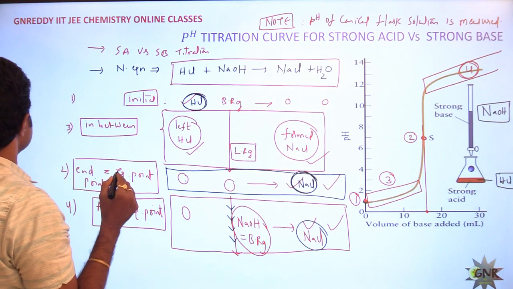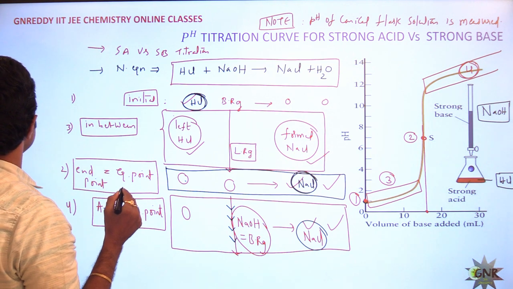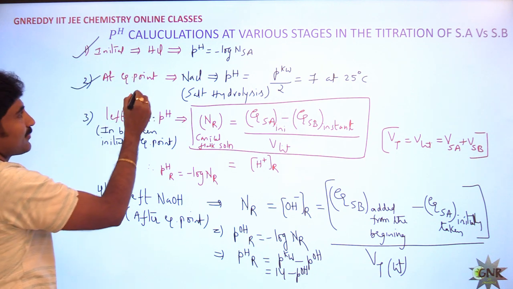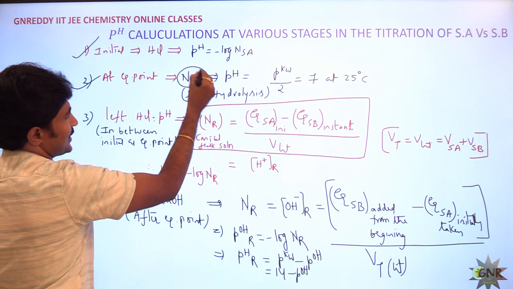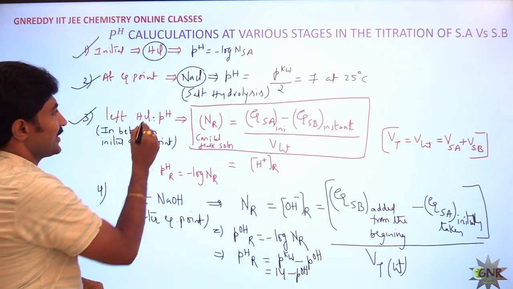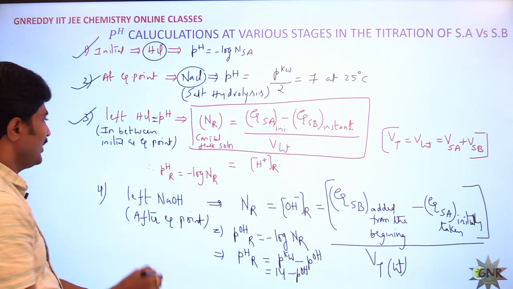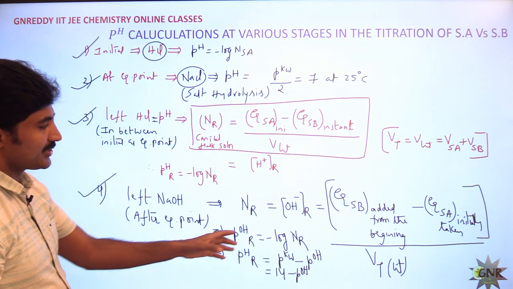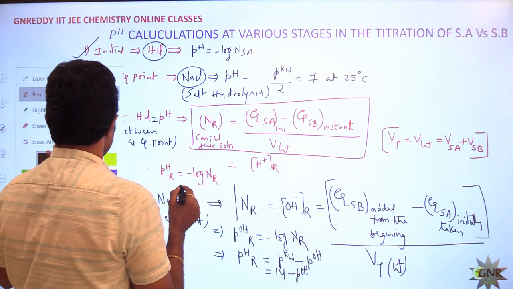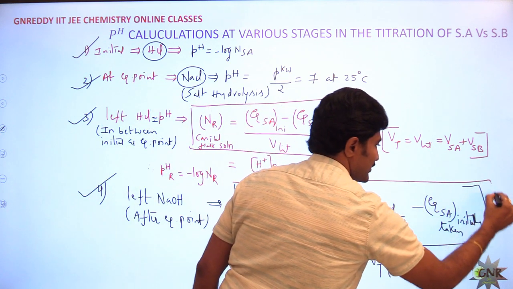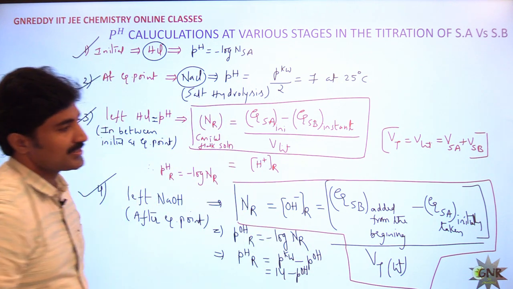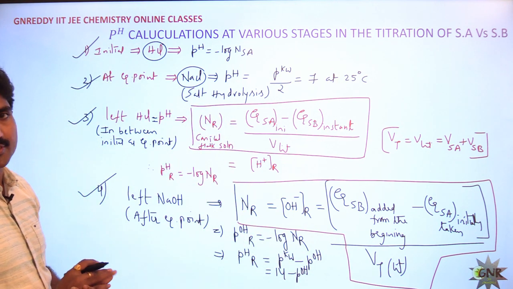So for pH calculations, if you look at this, there are four different cases. Initially only HCl is there. At the equivalence point, NaCl is there. In between initial and equivalence point, HCl is left, and that pH is calculated using this information. After equivalence point, NaOH is left, and from that you can calculate. So get this pH calculation at various stages during the addition of NaOH for the given HCl solution in the conical flask. This is the first titration.